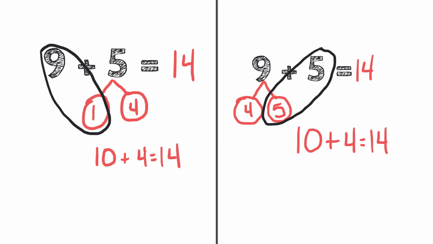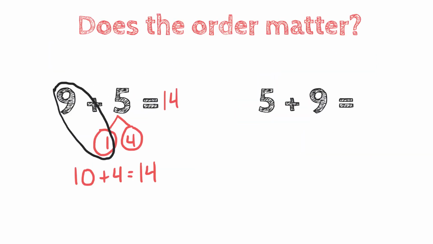Now, we need to look at, does it matter what order we put these numbers in? So here's the problem we've already done. 9 plus 5 equals 14. We made a 10 from our 9, and we also saw we could make a 10 out of our 5. It didn't really matter. 9 plus 5 equals 14. Well, here we go. Let's flip those around. We have 5 plus 9 equals, so the same add-ins, numbers that we are adding together. Let's see if we get the same sum or answer.